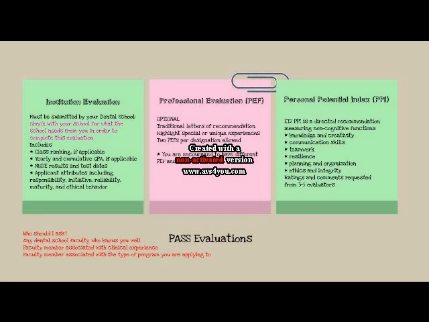For the PPI and professional evaluation, it is recommended that you ask faculty who know you well, who have supervised you in the clinic, or who are associated with the type of program you are applying to. For example, a program director for orthodontics if you're applying to an orthodontics program. These are recommendations, though, and not guidelines, and applicants are free to choose any evaluators from outside of this list.